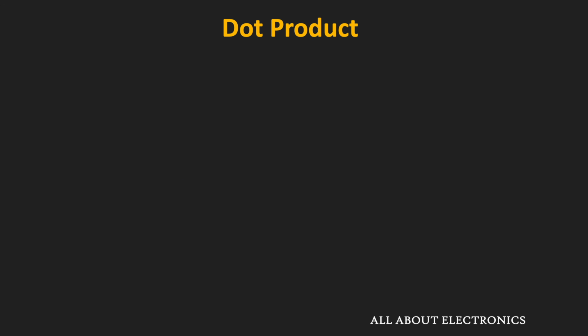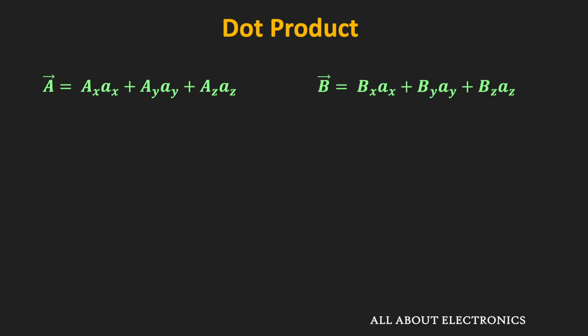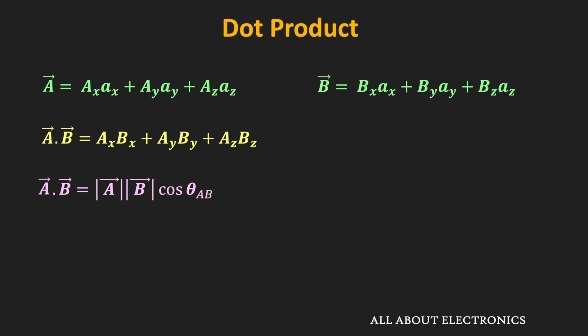If we have two vectors a and b, then their dot product can be represented as ax bx plus ay by plus az bz. As you can see, both vectors a and b are multiplied with each other component-wise. So this is one way of representing the dot product. Similarly, this is another way of representing the dot product.